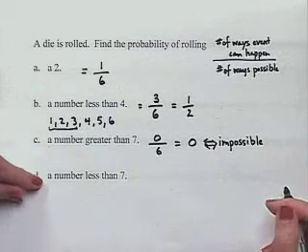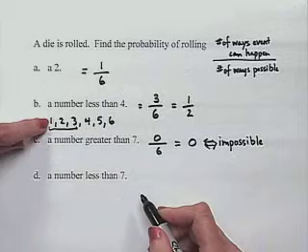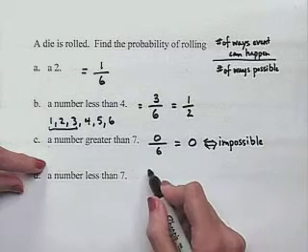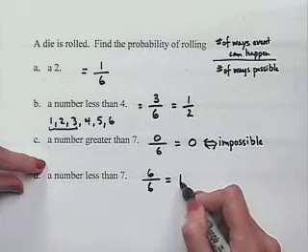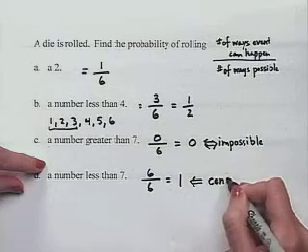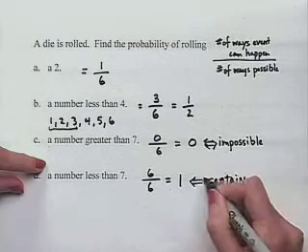How about a number less than 7? Well, once we roll the die, we're going to come up with 1 through 6, one of these numbers, all of which are less than 7. So there are 6 ways to come up with that out of our 6 possible ways, and that's equal to 1. Notice that if we come up with a probability equal to 1, then what we have is an event that is certain to occur.